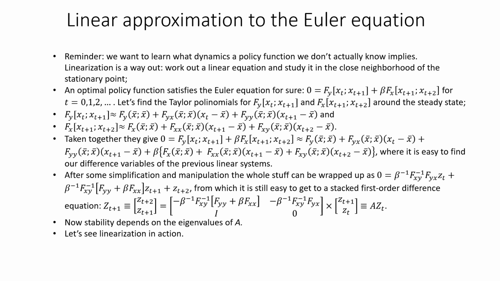linearized difference equation. So we know that we have a single valued optimal policy function, and we know that this single valued policy function satisfies the Euler equation. The Euler equation is a second order difference equation, and it is a sum. So the idea is very simple. Let's try to find linear approximations to both components in this sum. In these linear approximations, we use Taylor polynomials. You should be familiar with the basic theory of Taylor polynomials.